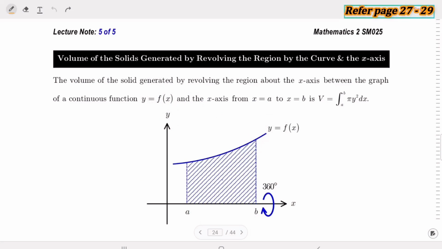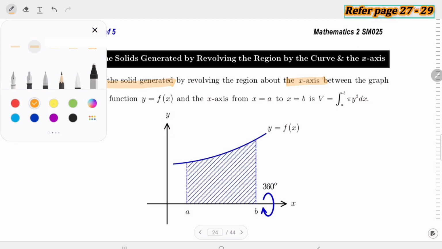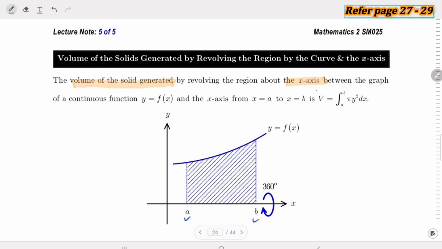We have reached the second application of integration, which is volume. The volume of the solid generated by revolving the region about the axis, either x-axis or y-axis, between the graph of a continuous function and the x-axis from a to b, is V equals the integral from a to b of pi y squared dx.